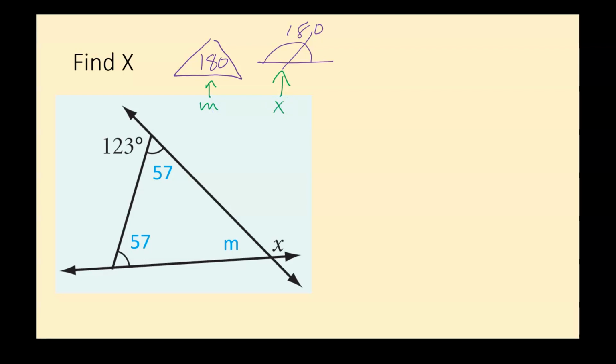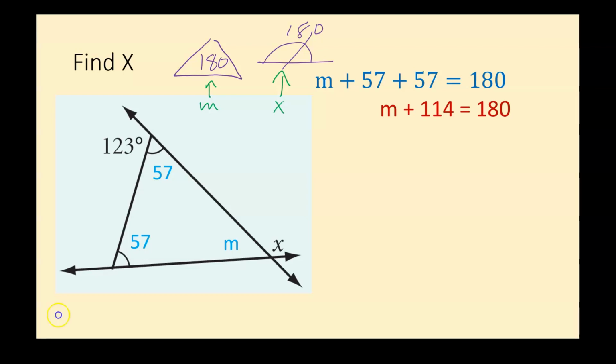All right, so let's make those equations. Our first equation to find M is M plus 57 plus 57 equals 180. I want to add the 57 plus the 57. So M plus 114 equals 180. I need to subtract the 114 from both sides. The 114s cancel. On the left, I'm left with M, and on the right, 180 minus the 114 gives me 66.